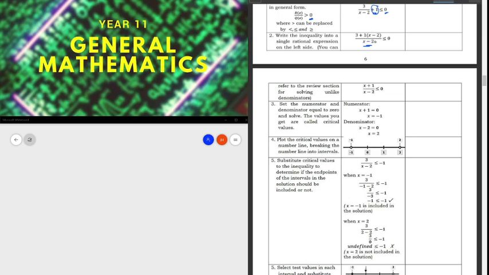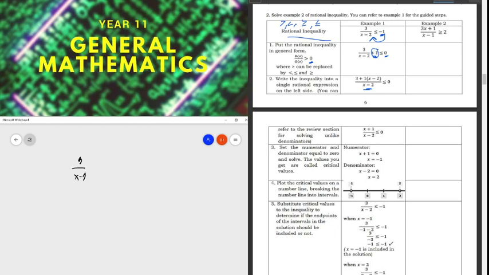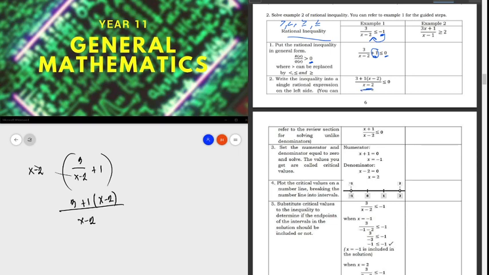Why do we have x minus 2 in the numerator? Because we have here 3 over x minus 2 plus 1. Our LCD is x minus 2. So what happened is the LCD is x minus 2, the 3 stays, and then this is 1 times x minus 2. Yeah, that's why it is this. Okay? So, next, let's proceed.